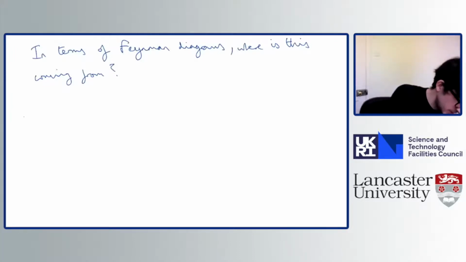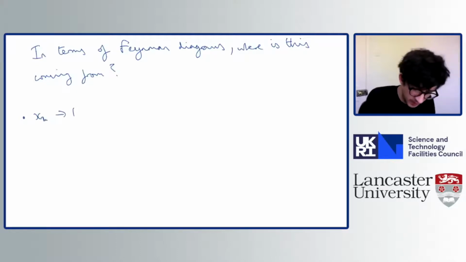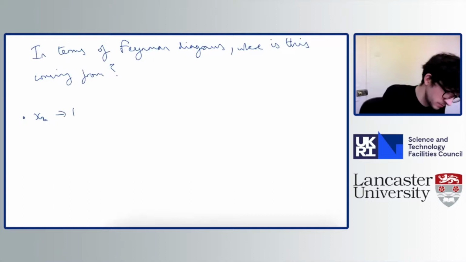So let's just do one example. x2 goes to 1. And let me draw a Feynman diagram. So there's our Feynman diagram, and this is the one we're actually interested in, as you'll see in a second. So that's P1, that's P2, that's P3.